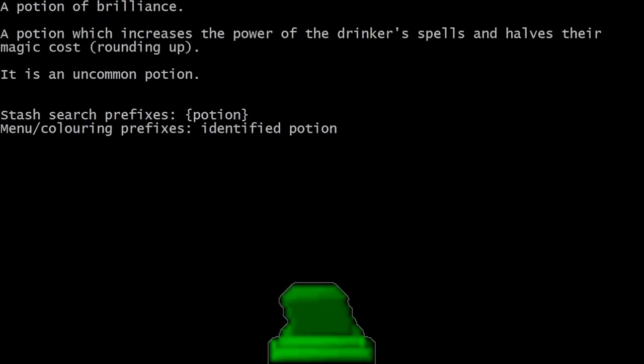Next on our list, we have Potion of Brilliance, which is a potion which increases the power of the drinker's spells and halves their mana cost, rounding up. It is an uncommon potion. This is a really, really strong consumable.